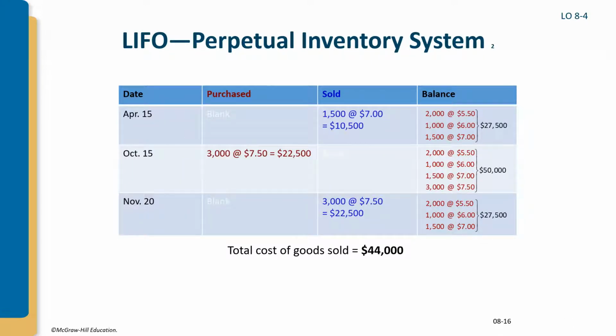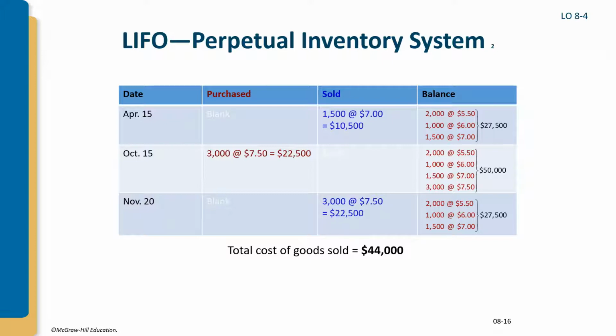When we sell 1,500, we go back and we say, what was the newest item in inventory? Oh, the ones we just bought that cost $7. Remove 1,500 of those. So the last purchase was 3,000 at $7 each. Under this method, we remove 1,500 of those. So the cost of goods sold would be 10,500 here. What's left afterwards? The 2,000 in beginning inventory are still here, the 1,000 we bought that cost $6, and only 1,500 of the ones we bought that cost $7.